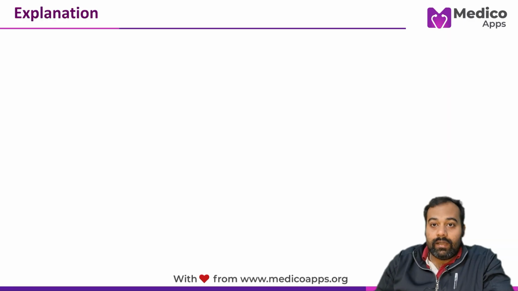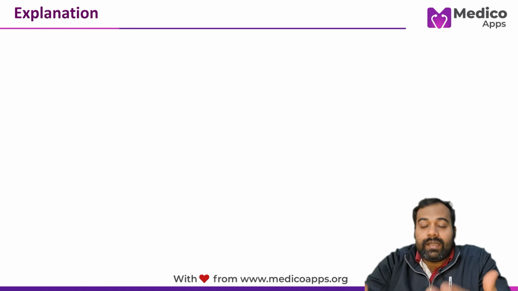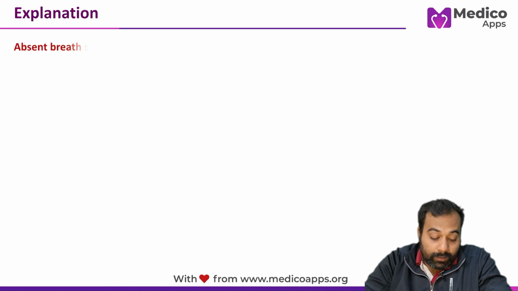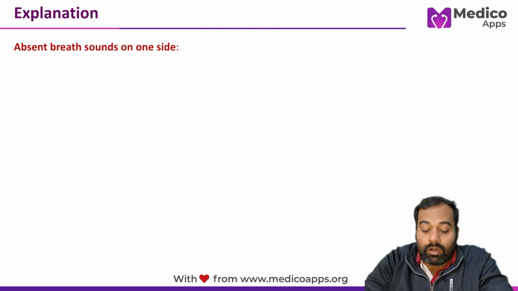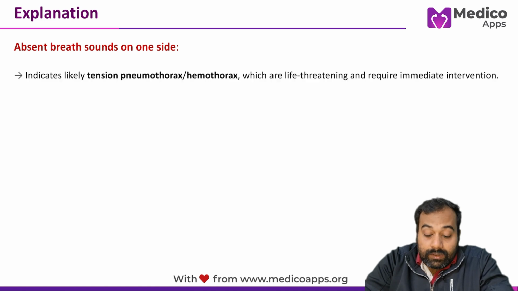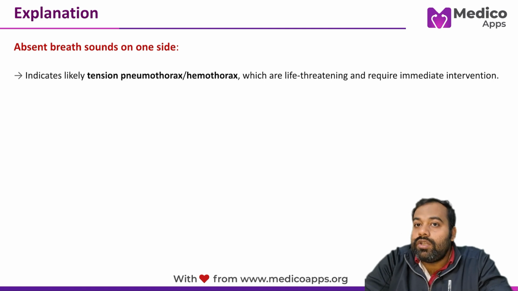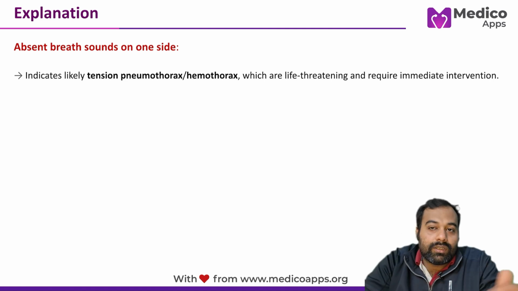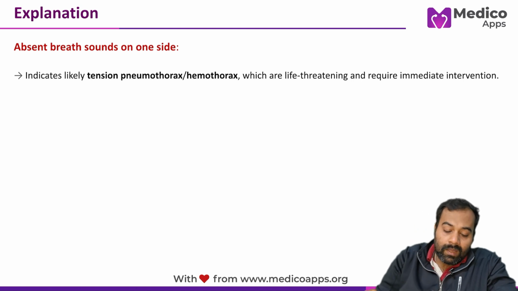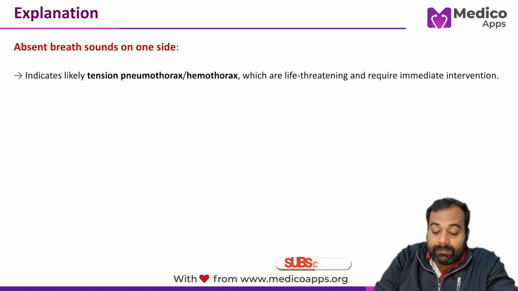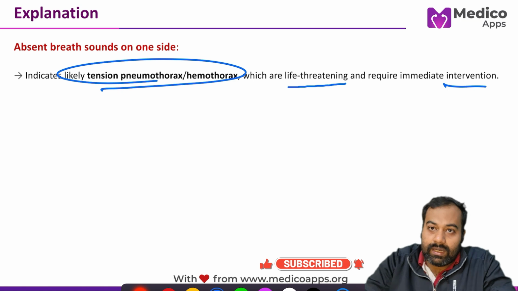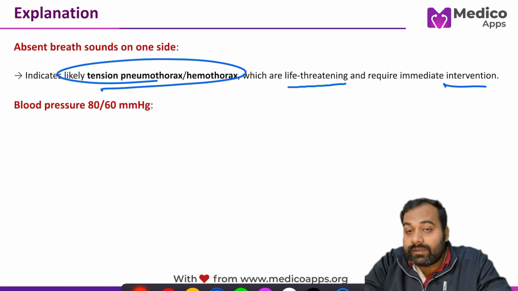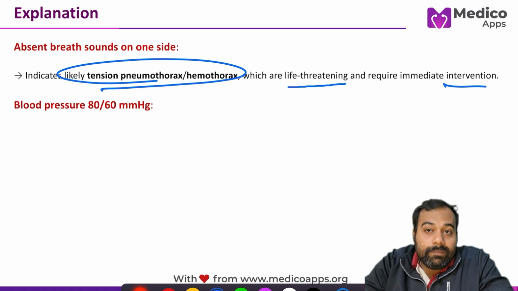Now let's see what parameters have been given in this question. The first parameter is the absent breath sound on one side of the chest, which is suggesting the development of either hemothorax or pneumothorax from the trauma the patient has received, right? It is a very important and life-threatening condition which requires immediate intervention, followed by the blood pressure of 80 by 60, which means the patient already has hypotension.